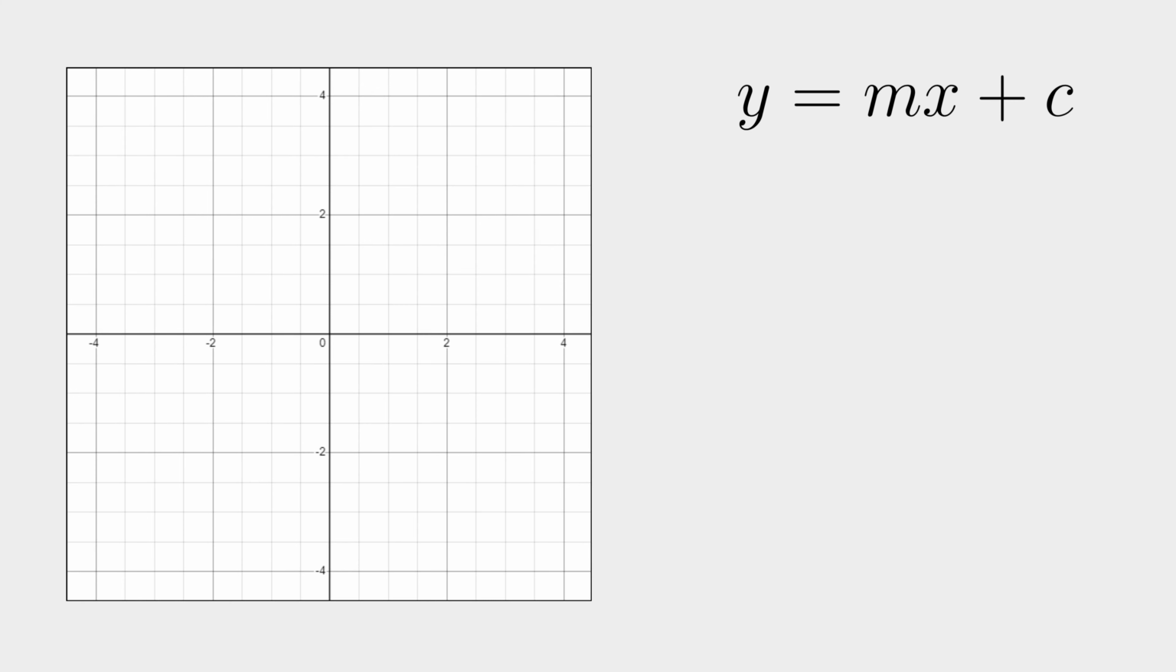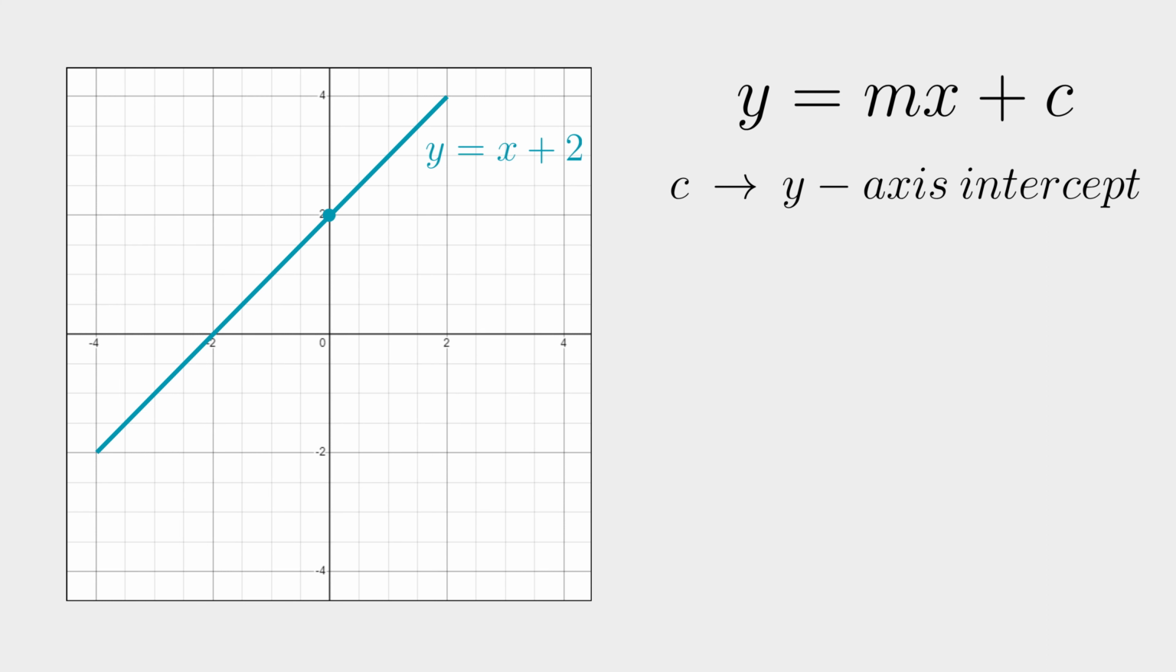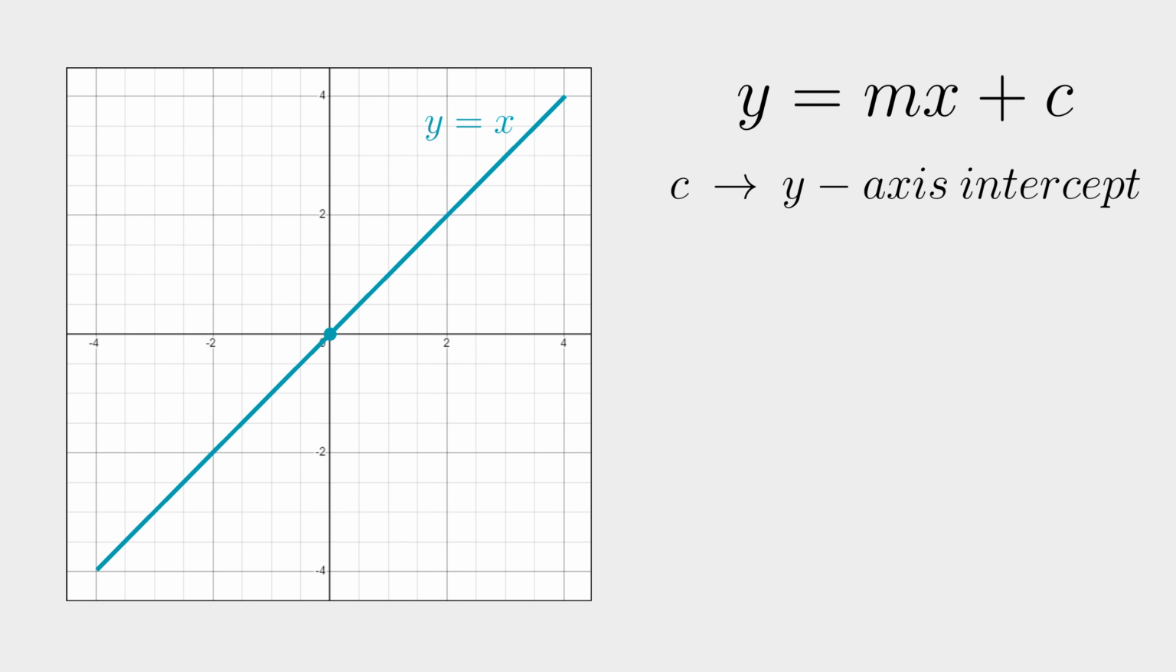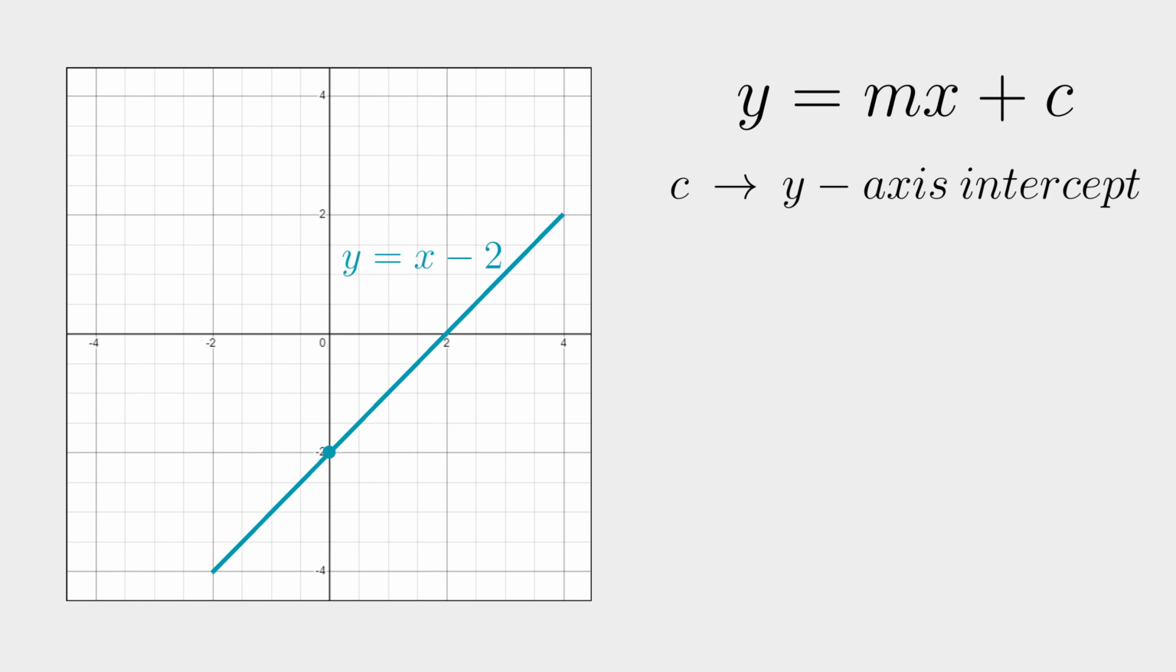The equation of a straight line or function is in the form y equals mx plus c, where y is your corresponding y value, m is your gradient, x is your corresponding x value, and c is your y-axis intercept, or where it cuts the vertical axis. You can think of c as a slider, where it shifts the line up or down, like shown here when c is positive 2, 0, or negative 2.